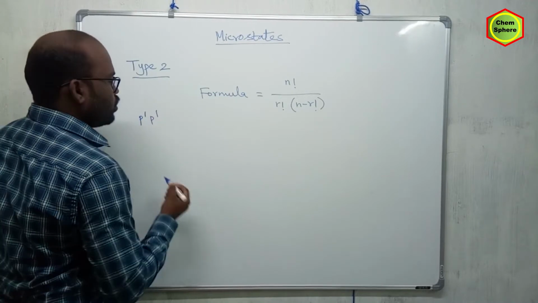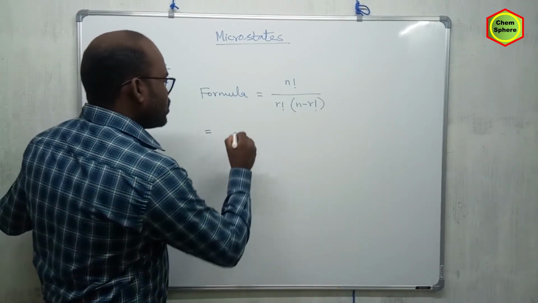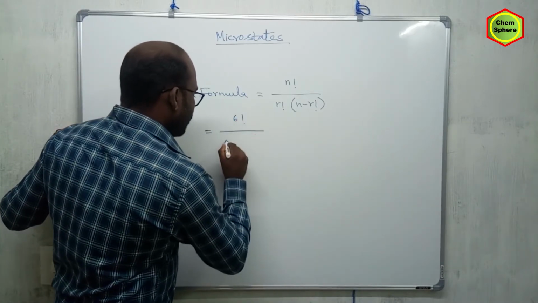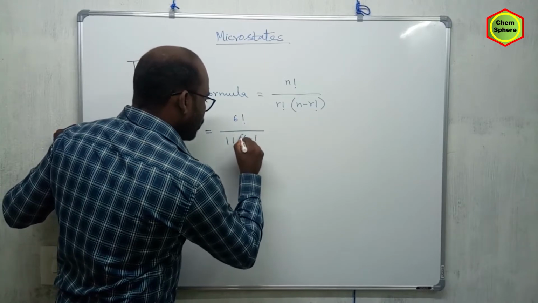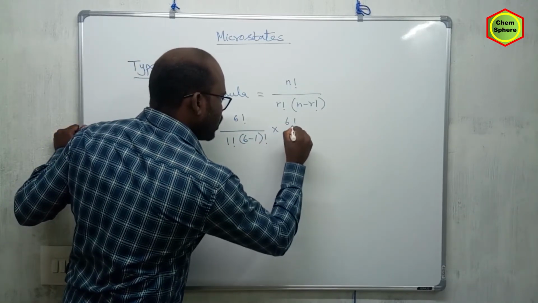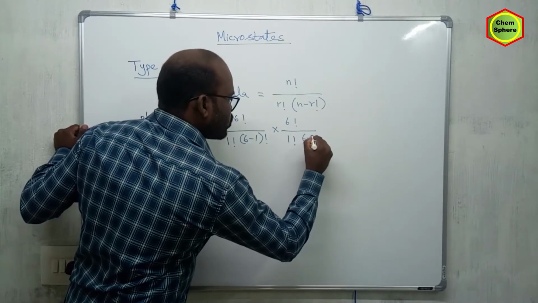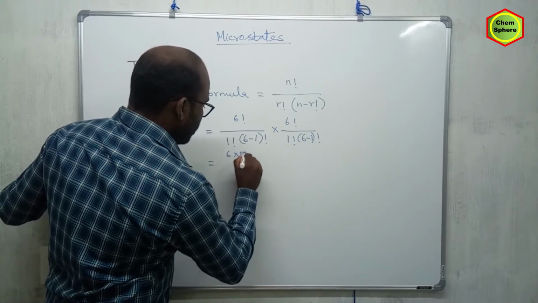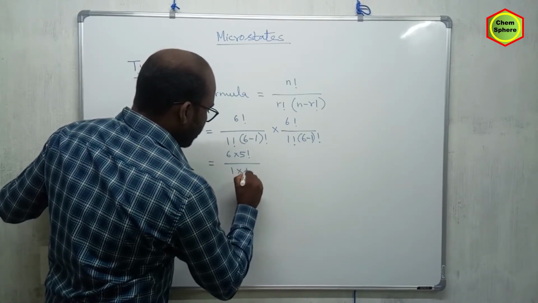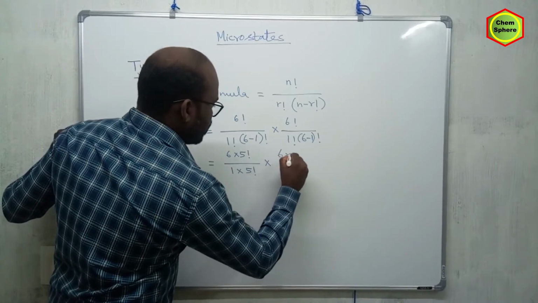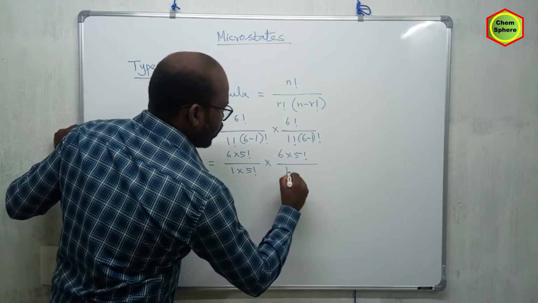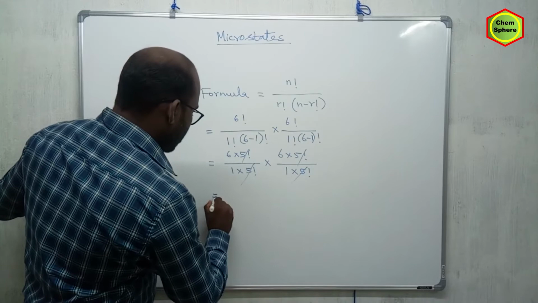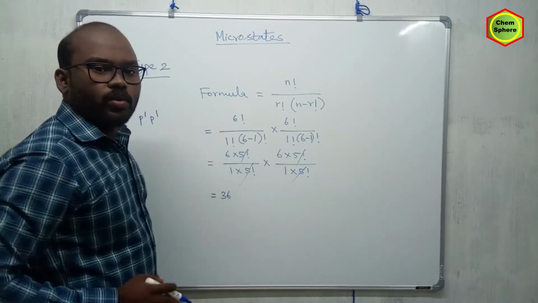Let's take another example. p1 p1. What is the total number of microstates? N factorial, that is twice the number of orbitals, 6 factorial divided by 1 electron, 1 factorial, 6 minus 1 factorial, into 6 factorial, 1 factorial, 6 minus 1 factorial. Now 6 into 5 factorial divided by 1 into 5 factorial, into 6 into 5 factorial divided by 1 into 5 factorial. 5 factorial cancel. 6 into 6, 36. 36 is the total number of microstates.